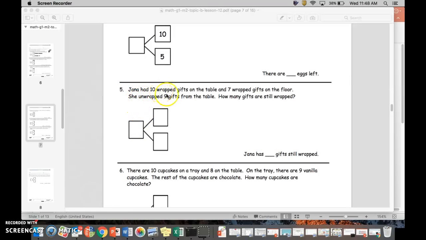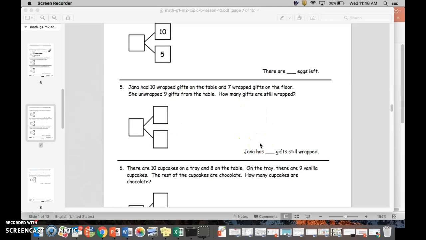Jana has 10 wrapped gifts on the table and 7 wrapped gifts on the floor. So fill in your number bond. She has 10 gifts on the table, 7 on the floor. What's my whole? What's my total? She unwrapped 9 gifts from the table. So she unwrapped 9 of these gifts. How many gifts are still wrapped?